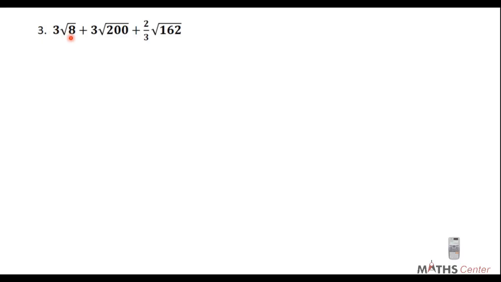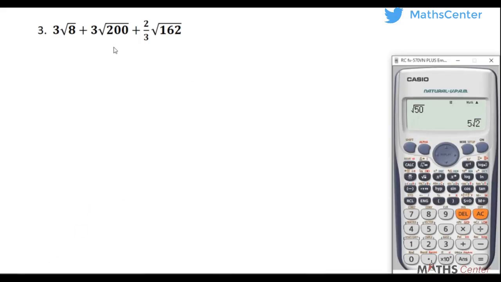We have 3 square root of 8 plus 3 square root of 200 plus 2 over 3 square root of 162. So here too, let's try this on the calculator and see. So once again, you tackle what is under the square root sign. So here we change square root of 8 to its basic form. We change square root of 200 to its basic form. We change square root of 162 to its basic form.